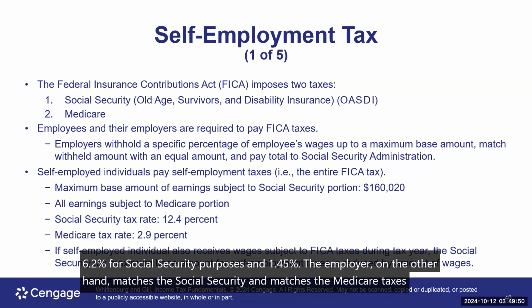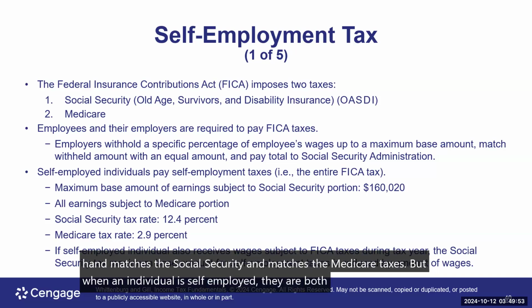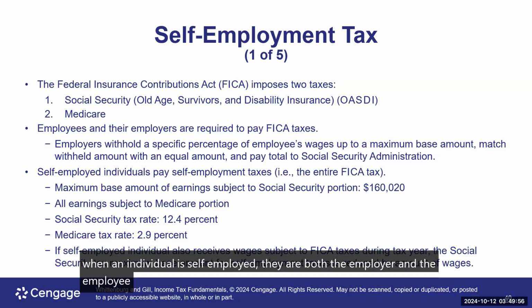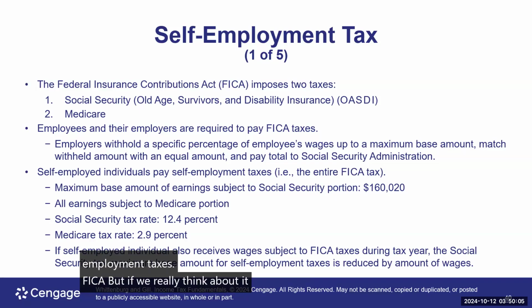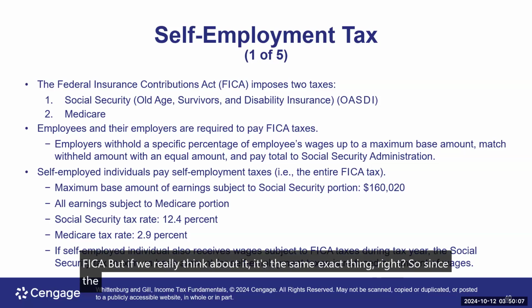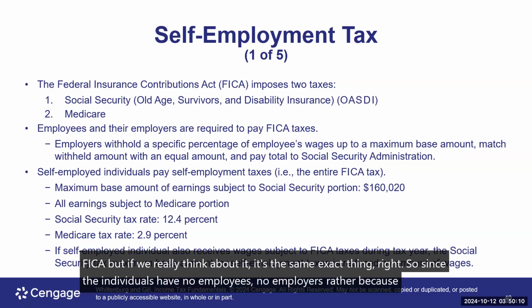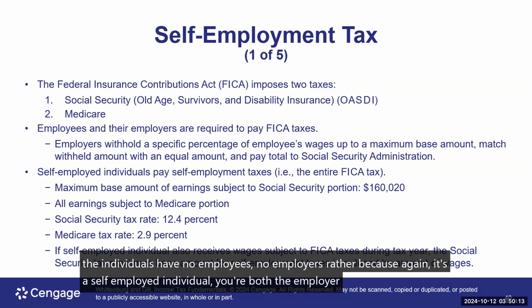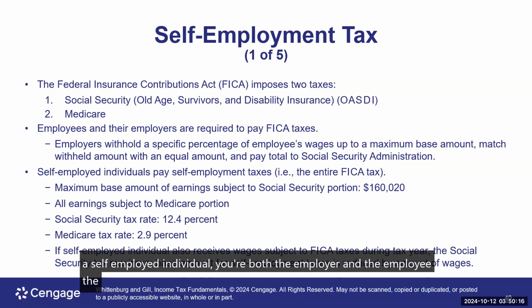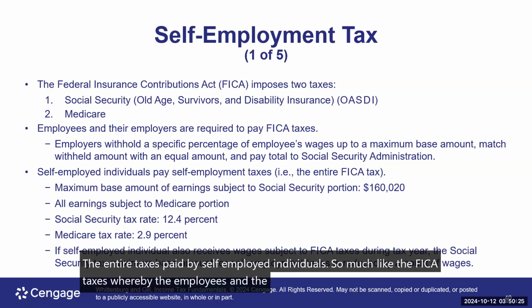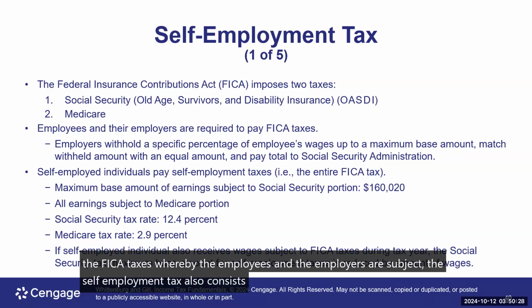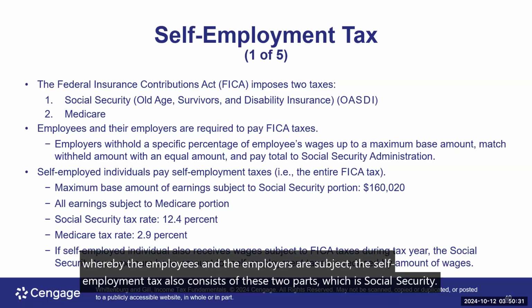But when an individual is self-employed, they are both the employer and the employee. So in such case, self-employed individuals pay self-employment taxes instead of FICA. But if we really think about it, it's the same exact thing, right? Since the individual has no employer, because as a self-employed individual you're both the employer and the employee, the entire tax is paid by the self-employed individual. So much like the FICA taxes, the self-employment tax also consists of these two parts, Social Security and Medicare, as mentioned.